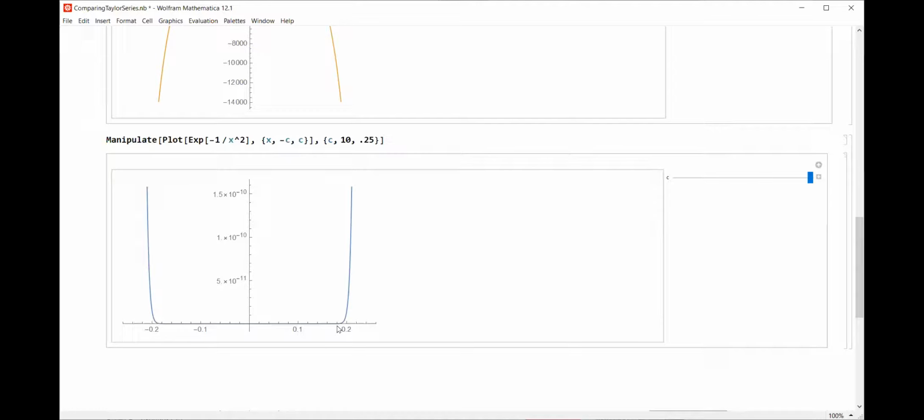Every derivative of this function is 0 at 0. So what would it mean if every derivative of the function is 0 at 0? It would mean that when you try to do the Taylor series, every term in the Taylor series is 0, so your Taylor series approximation would be identically 0. This is problematic.